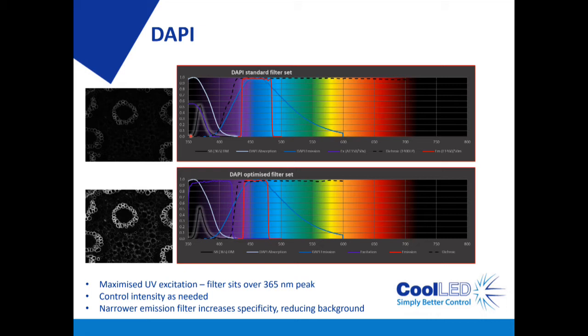Comparing the filters, you can see that the new excitation filter now sits over the 365 nanometer peak, allowing greater excitation. Maximum intensity is now available, but overall illumination intensity can be controlled and minimized for sensitive samples. This narrower emission filter also increases specificity, reducing the background, and you can see the results of our optimized filters here.